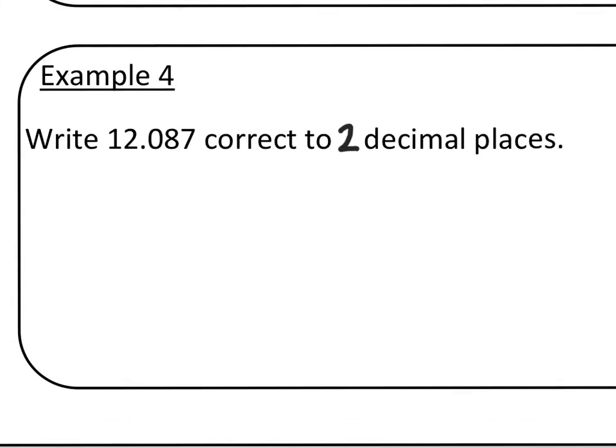Example 4 should read, write 12.087 correct to 2 decimal places. So it might say 3 in your notes, but it should be 2. So what we do is we look at the second decimal place, which is the 8. We draw our line, and 7 means we'll round up. So 12.087 is going to be rounded up to 12.09.